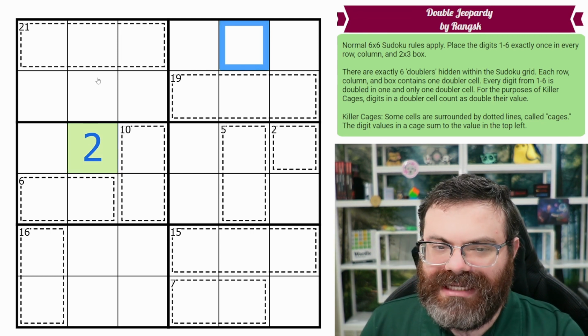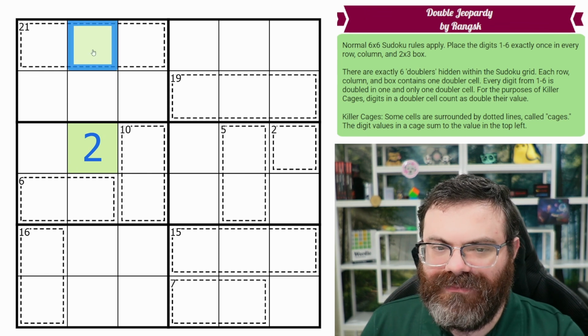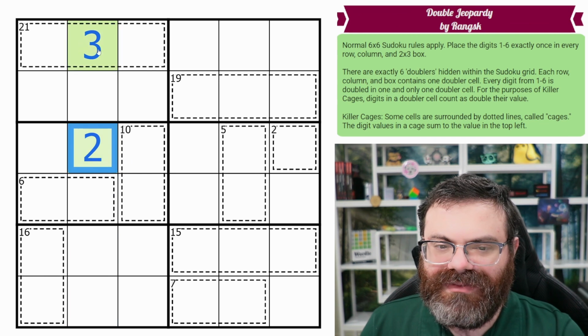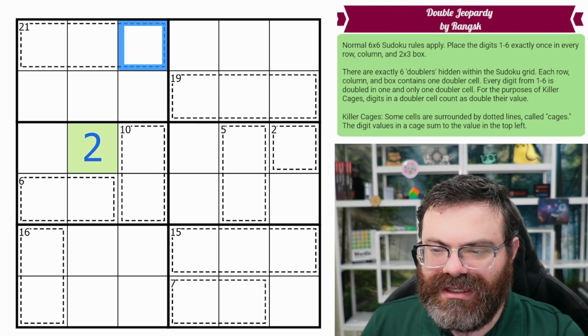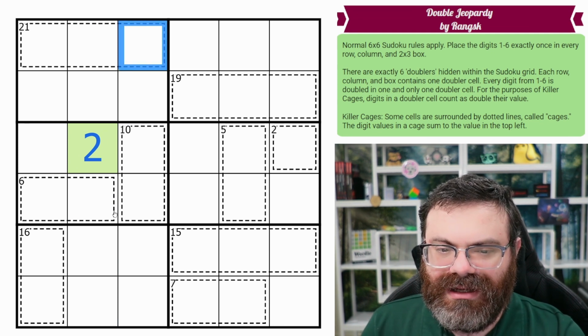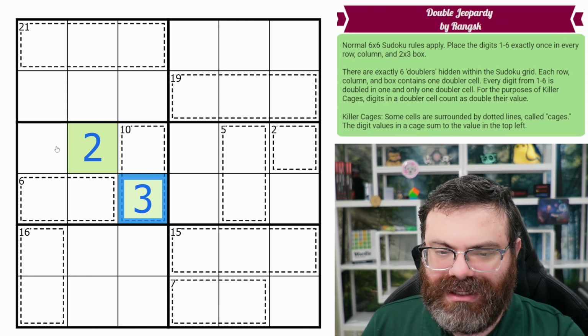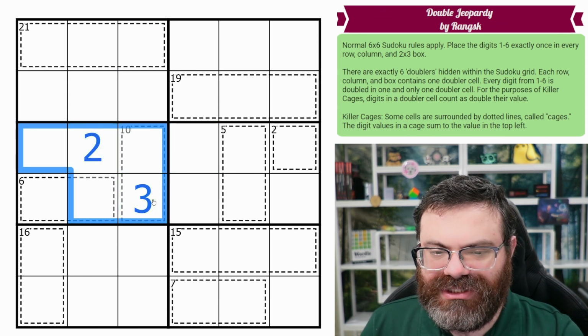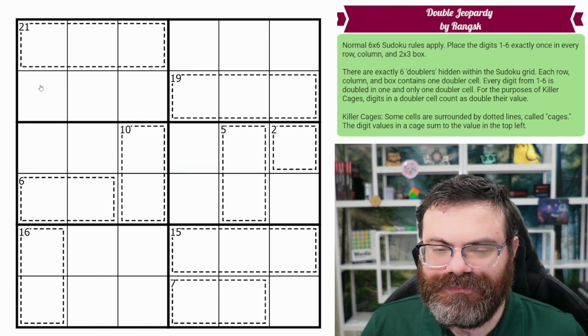Additionally, you can't have 2 doublers in the same row, column, or box. We can't have 2 doublers in this column, right? This would not be allowed. So we could do this, right? It's not in the same column, it's not in the same row, it's not in the same box. But we couldn't do this because they share a box. So it's just like Sudoku rules for digits, except the doublers also follow that.